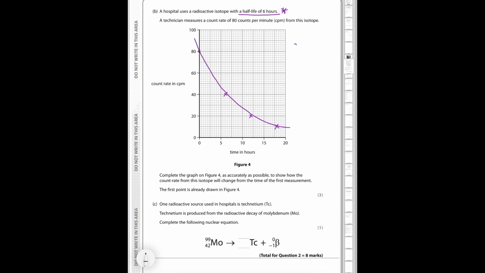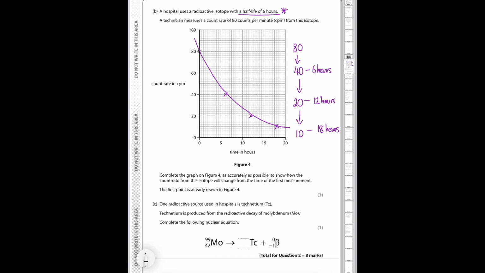So if we started off at 80, that means after 6 hours, the count rate would have dropped to half, which would have been 40. So that would be at 6 hours. And then after another 6 hours, it would half again. So that would go to 20, and that would be at 12 hours. And then after another half-life, that would half again. So that would go to 10, and that would be at 18 hours. So we plotted our points and we drew our curve of best fit.